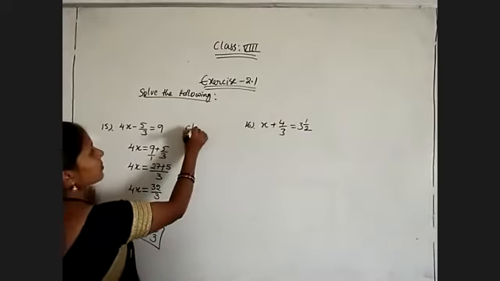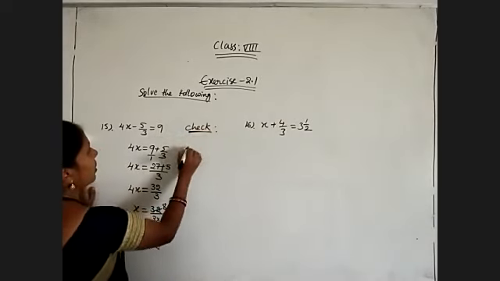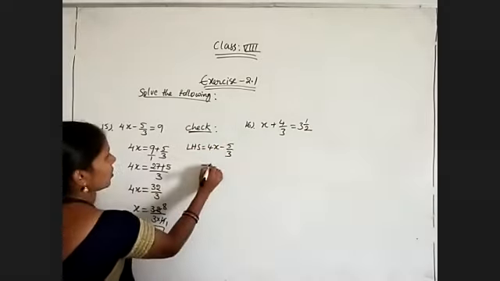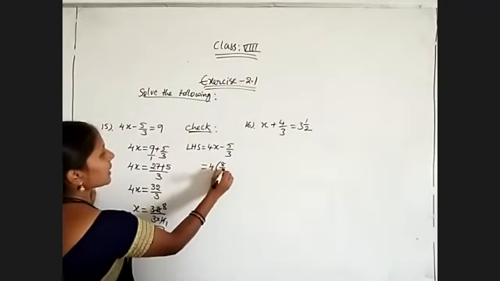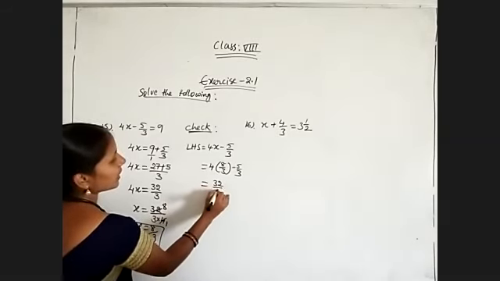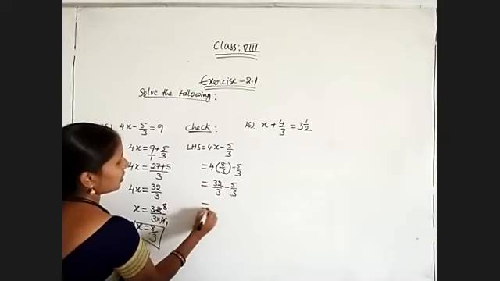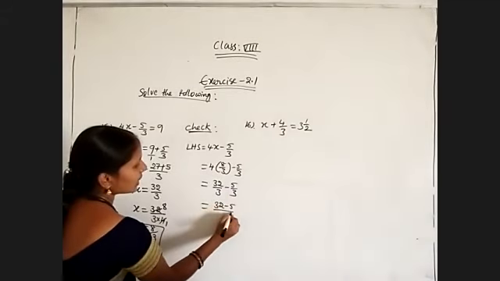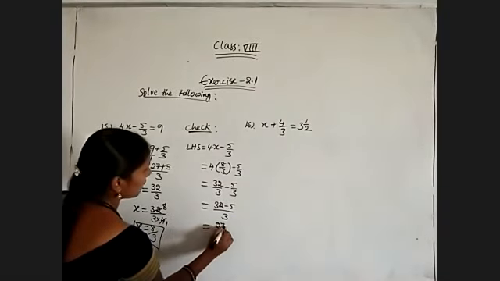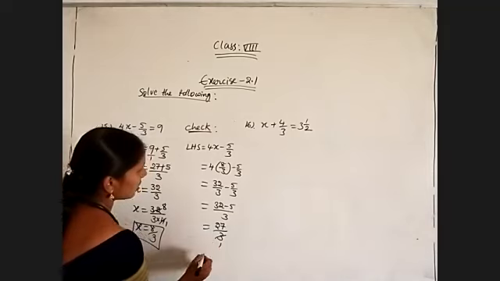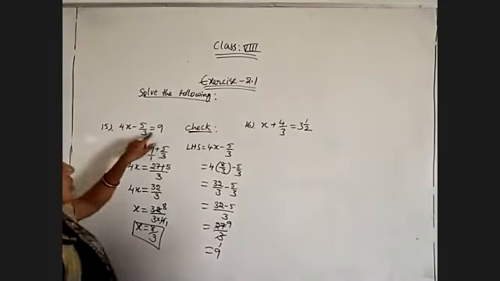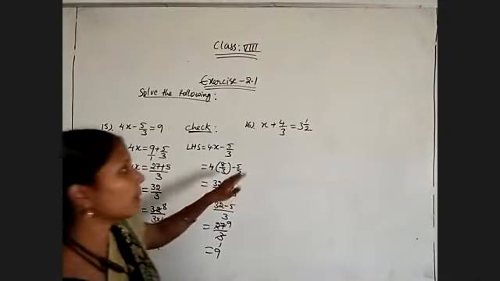Now check. LHS of the equation is 4x minus 5 by 3. So 4 into the x value, 8 by 3, minus 5 by 3. 4 8s are 32 by 3 minus 5 by 3. Now 32 minus 5 by 3. 32 minus 5 is nothing but 27 by 3. 3 ones are 3, 3 9s are 27, so which is equal to 9. So RHS is also equal to 9. So both are correct.